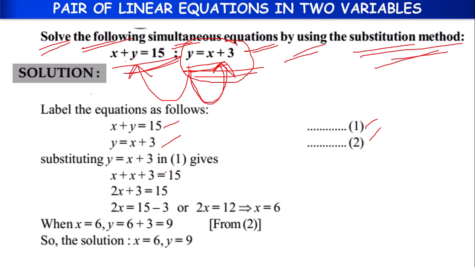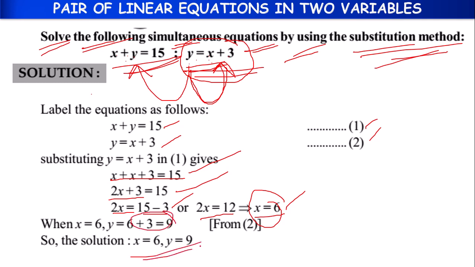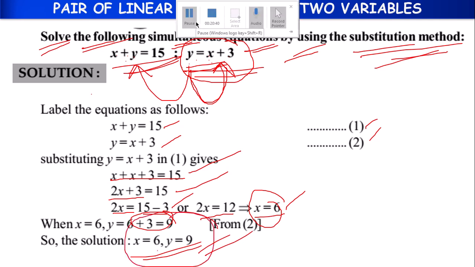So the first equation will become x plus x plus 3 equal to 15. 2x plus 3 equal to 15. 2x equal to 15 minus 3. 2x equal to 12. x equal to 6. If you know the value of x, then what is y? 6 plus 3, which is equal to 9. So x value 6, y value 9. These two are the solutions of the given system of equations.